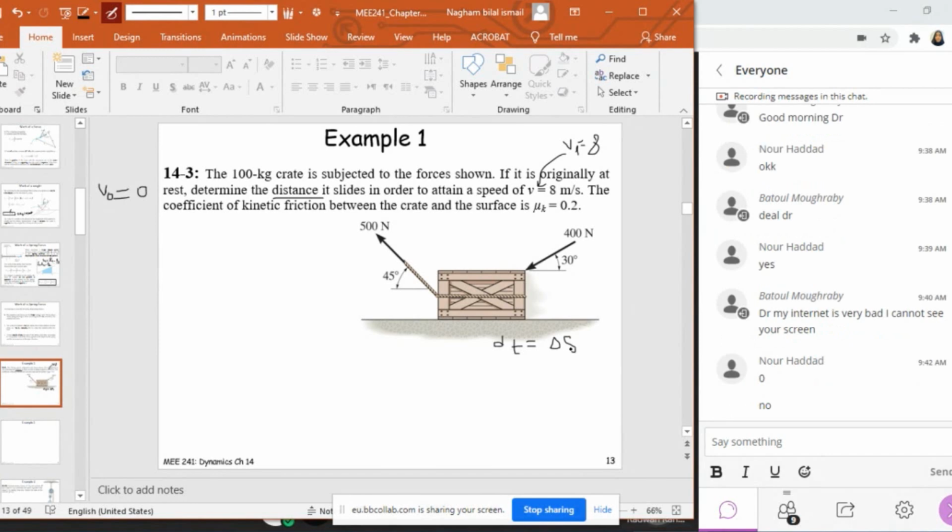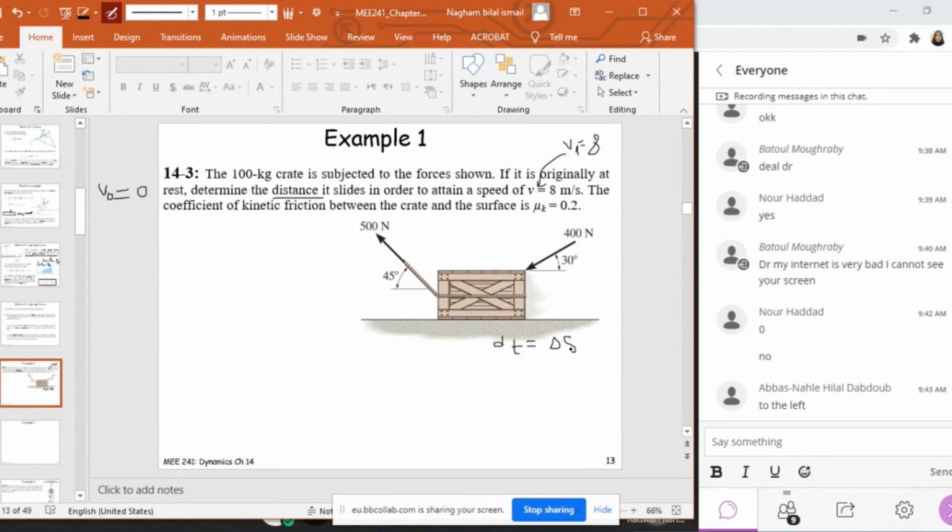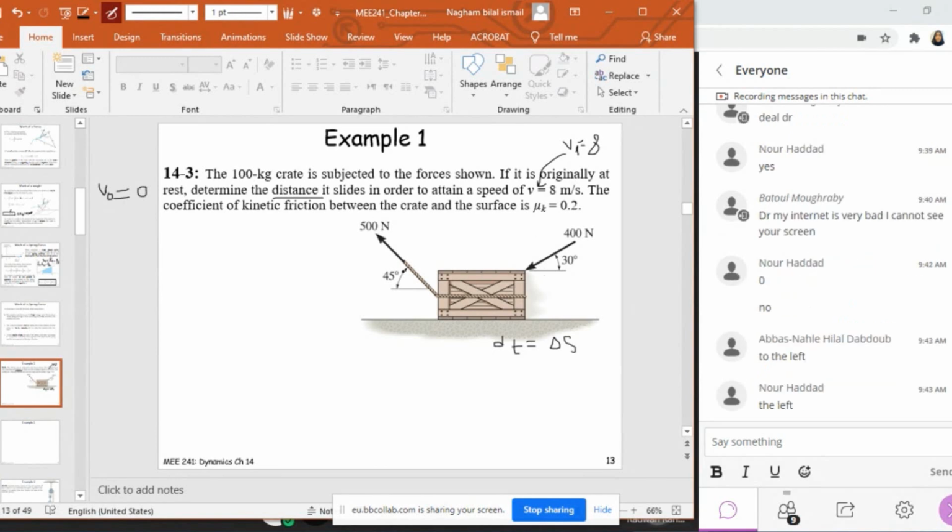In fact, what is the direction of this motion? It's always to the left. Perfect. Why is it always to the left? Because, as you can see, these two forces are pushing this crate to the left, which means this crate is always moving to the left. It cannot move to the right. There are no forces that push this crate to move to the right. So the distance traveled will be equal to s, which means if I need to determine the distance it slides in order to attain a speed v equal to 8 meters per second, I can determine delta s, and this delta s will be equal to the distance traveled.